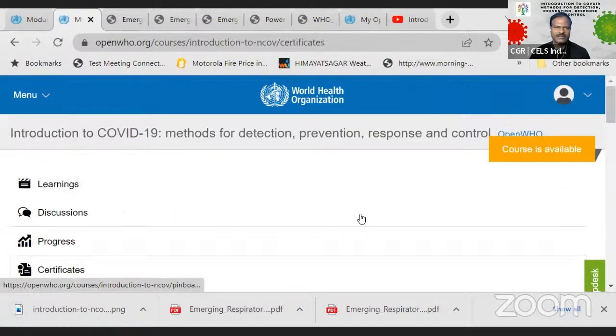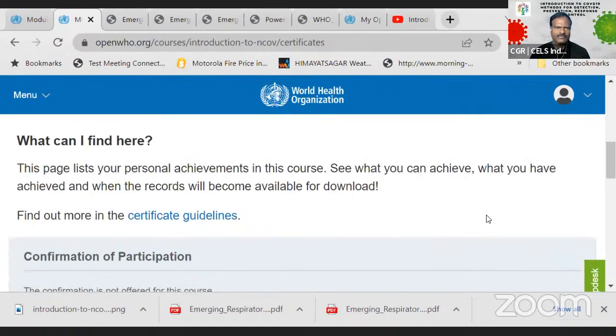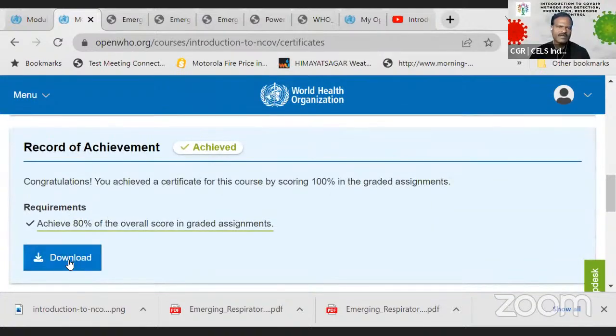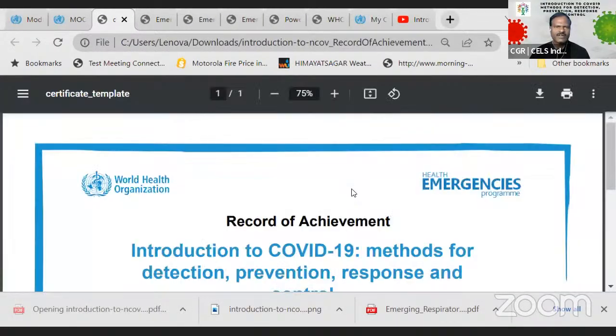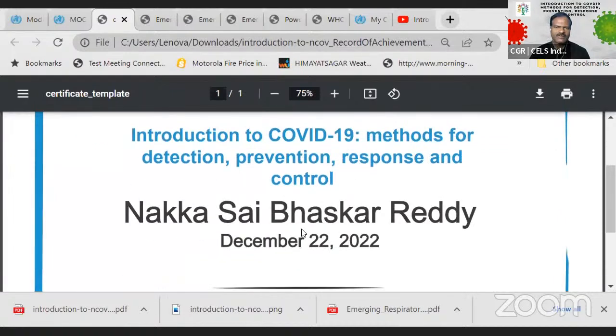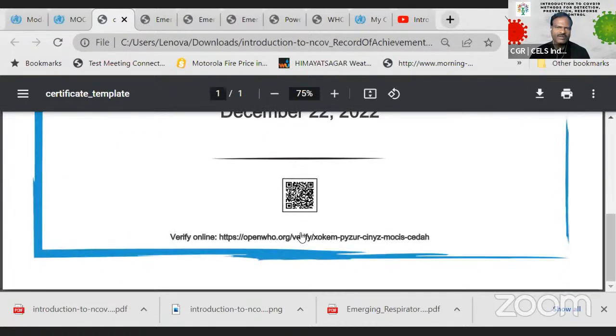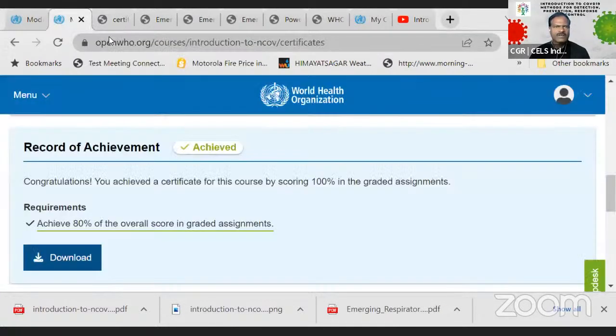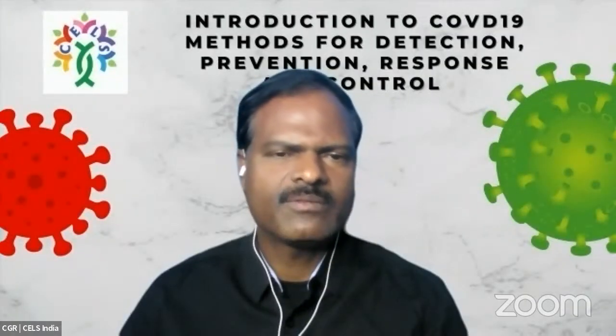And certificates. So you see record of achievement, and you can download your certificate like this. So you see the certificate will be like this with your name. So I completed on December 22nd. So the date also comes, and there is a QR code. It can be verified, so it cannot be a duplicate certificate. So in your account, this certificate will always be there. You can always download. Yeah. So that's all. Within 1 hour's time, you can get your certificates.